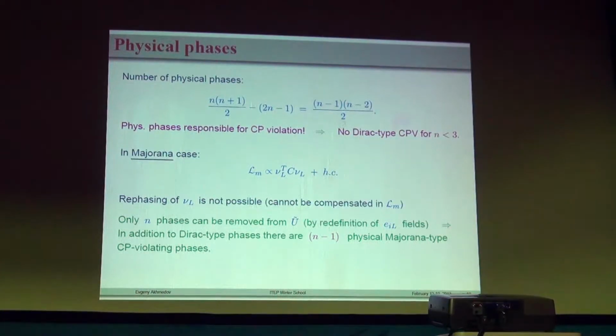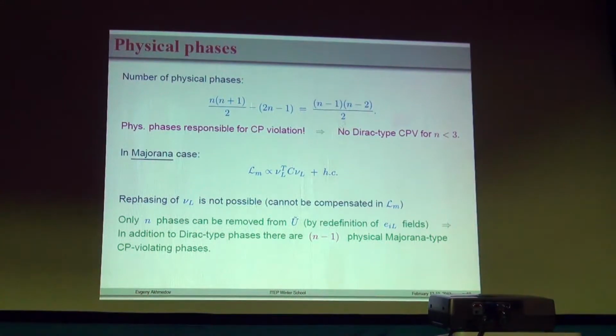We can only rephase the charged lepton fields, but not neutrino fields, because these will always be non-invariant with respect to any rephasing. It's quadratic in the neutrino field and not of the type nu bar, nu. So no way to cancel. Therefore, there will be more physical phases.